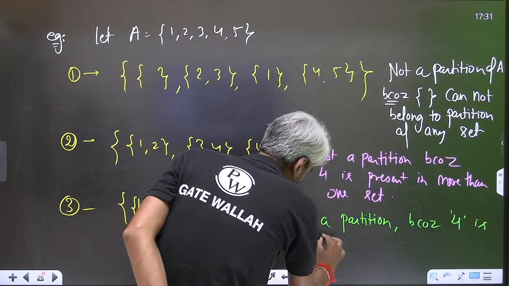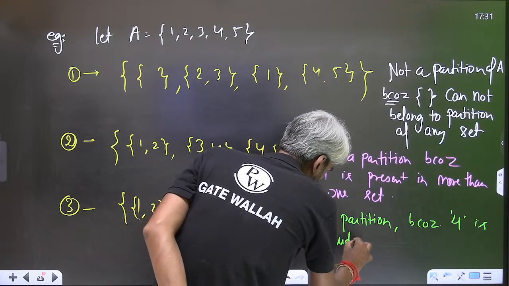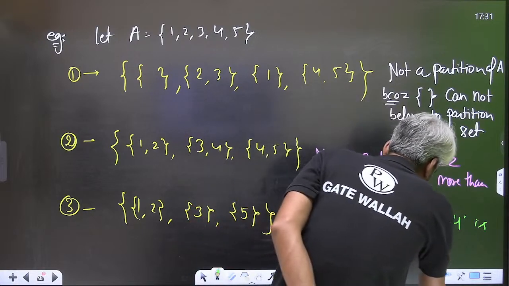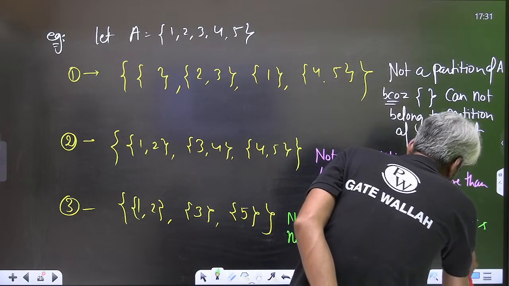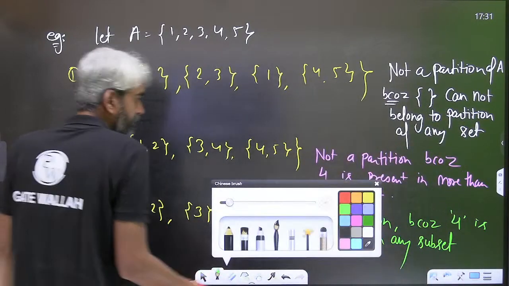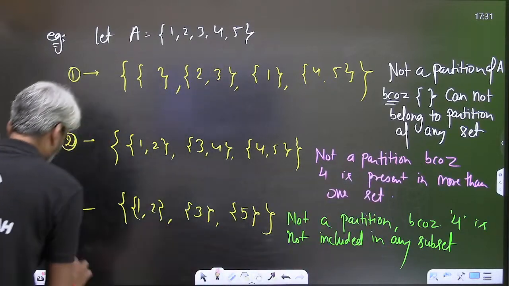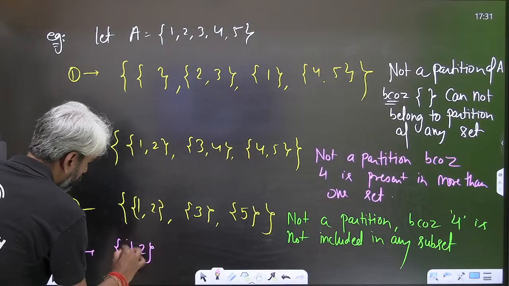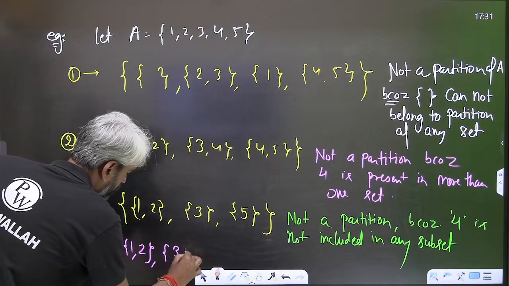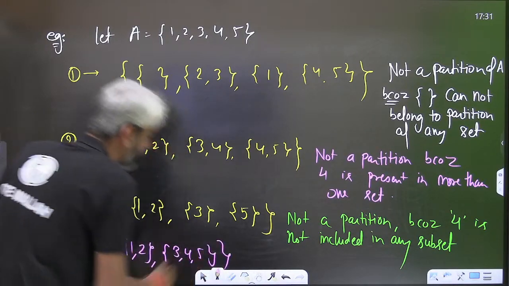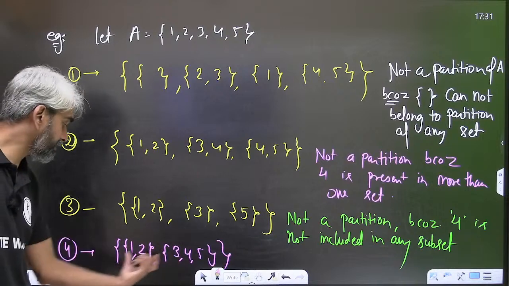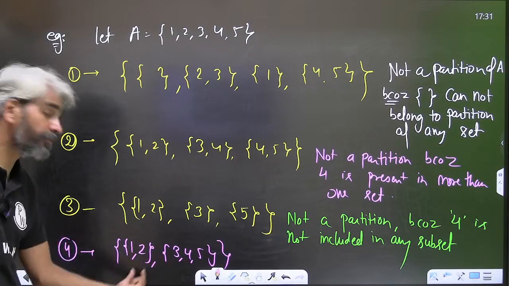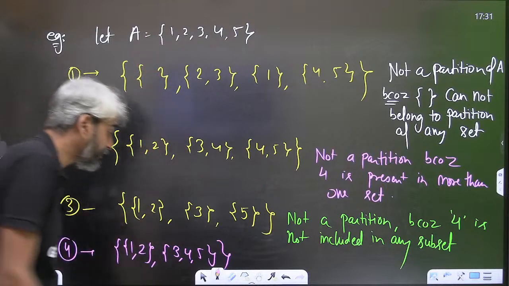Four is not included in any. Okay, so sir, if I write something, 1, 2, 3, 4, 5, is it a partition? Let's say the intersection of these two is phi, and if you take the union of these two subsets, you will get A. It is a partition of A.